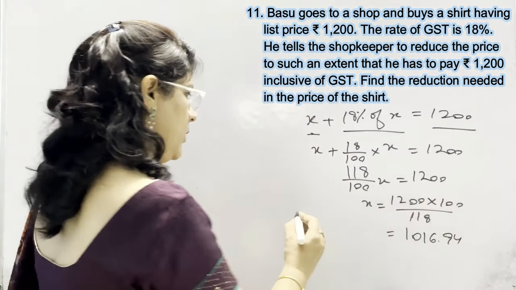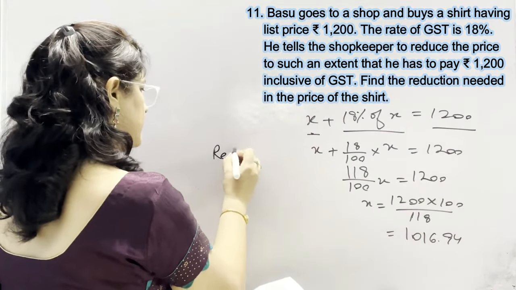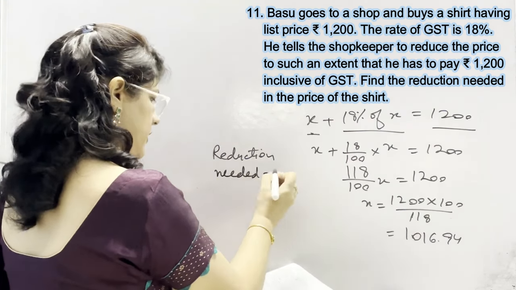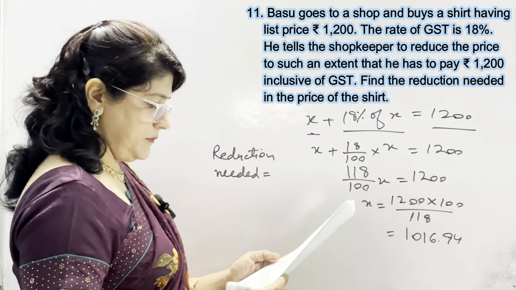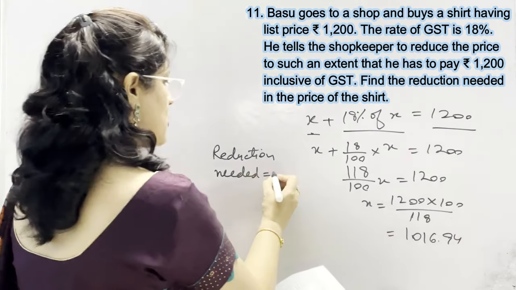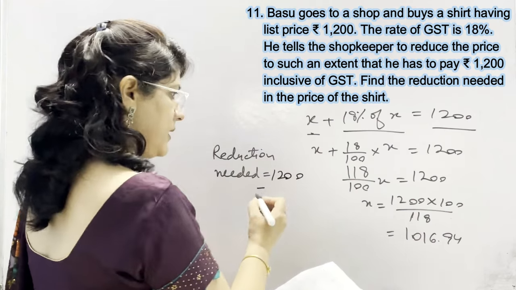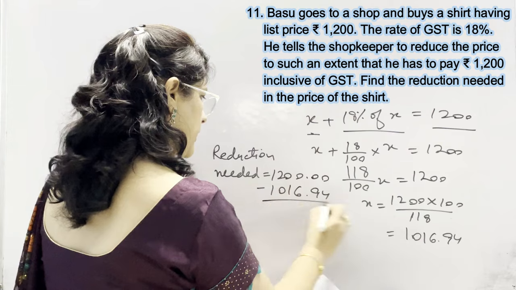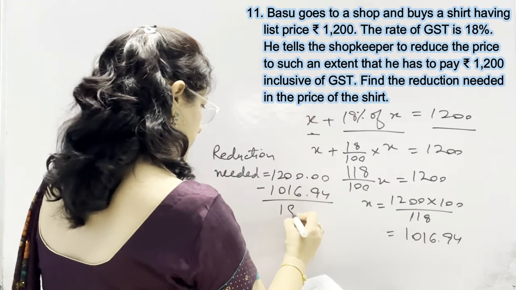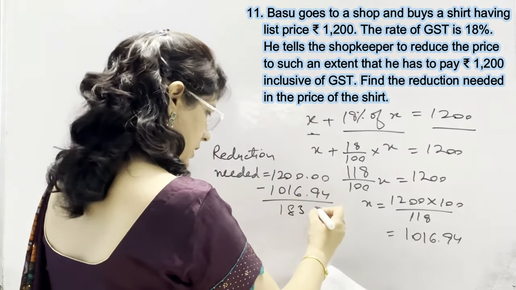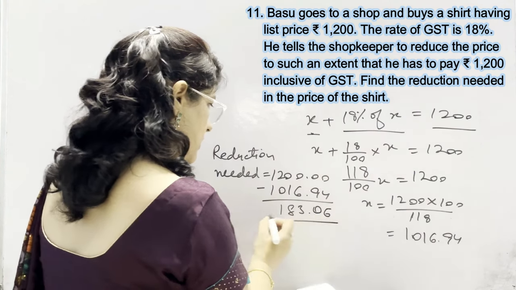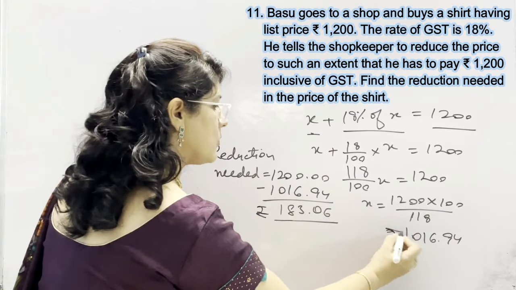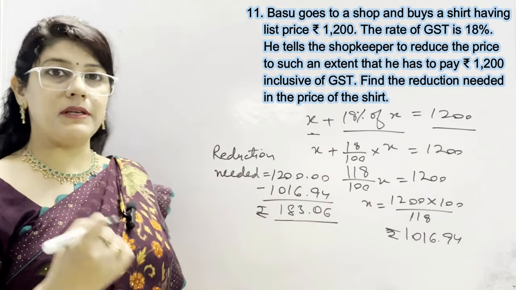1016.94. So the reduction needed by the shopkeeper is 1200 minus 1016.94. So we need to subtract this value, and after subtracting we get 183.06. We need to add rupees in our final answer here and here also, otherwise our marks can be deducted.